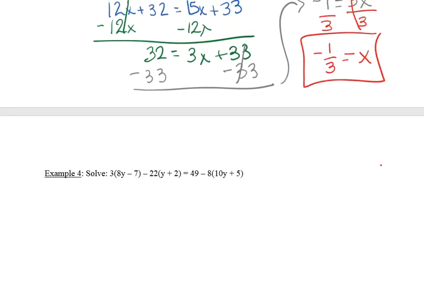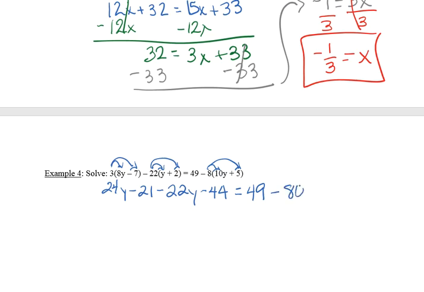Okay, in the next example, we actually have 3 parentheses. Again, it doesn't mean we do anything different. We just do it multiple times. 3 times 8 is 24y. 3 times negative 7 is negative 21. Negative 22 times 1 is negative 22y. Negative 22 times 2 is negative 44. Bring down the 49 and the equals. Negative 8 times 10y is minus 80y. Negative 8 times 5 is negative 40. So I've gotten rid of all parentheses.